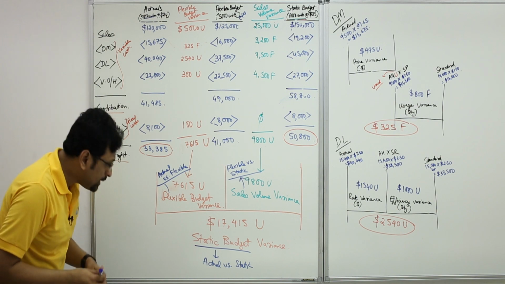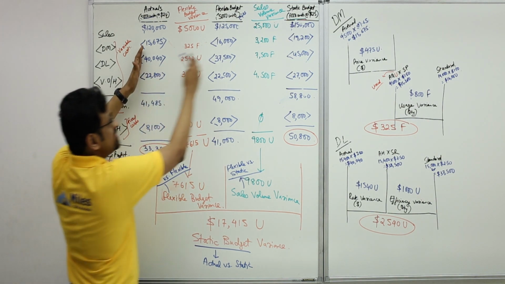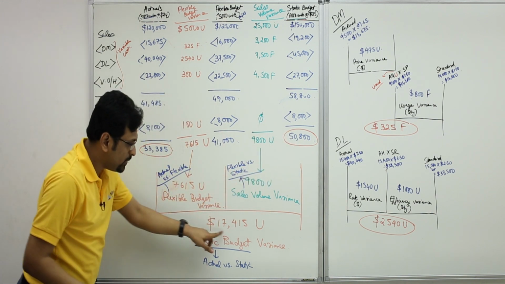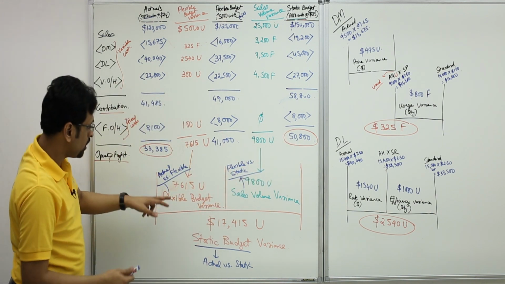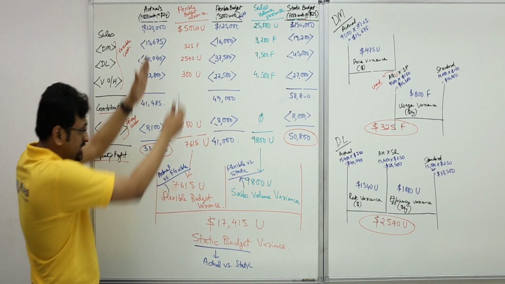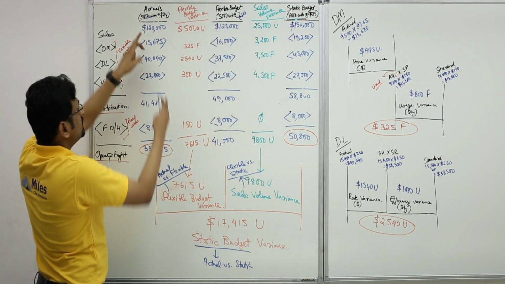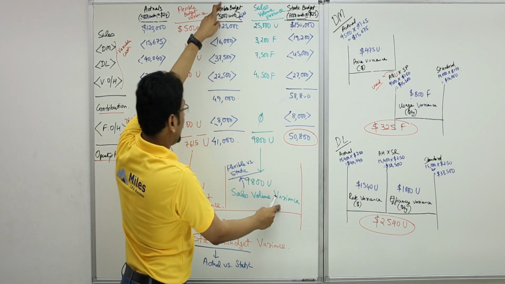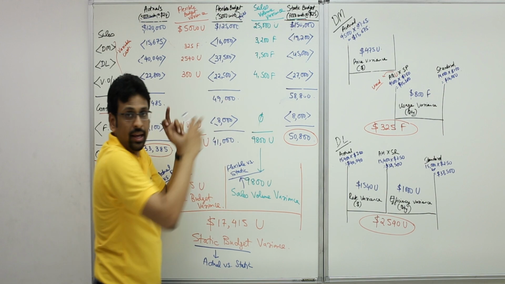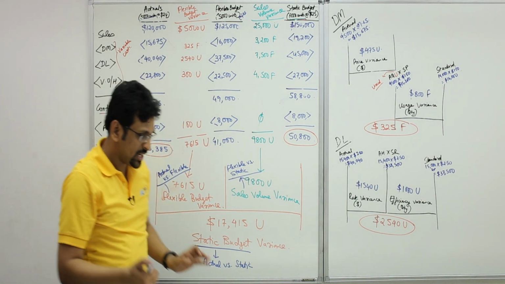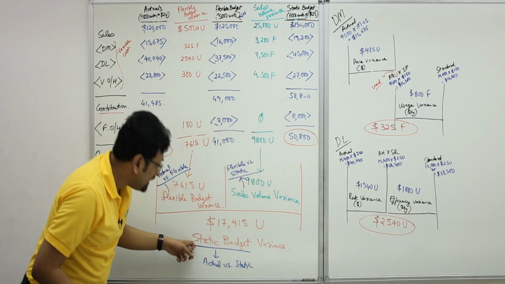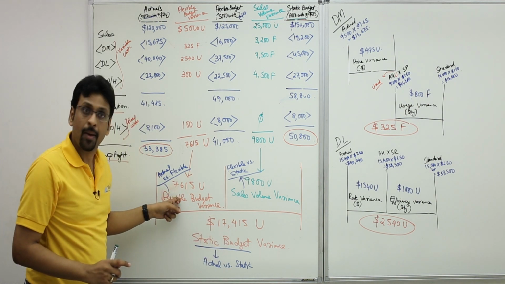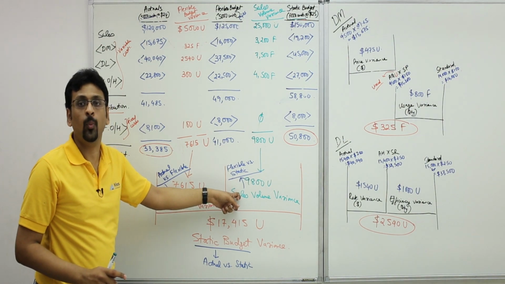So once again, static budget variance is the difference between actual and static. The difference between 33,385 and 50,800 is $17,415. When you look at the flexible budget variance, this is one piece, which is actual versus flexible. When you look at the sales volume variance, that is flexible versus static. So guys, once again, static budget variance is equal to flexible budget variance plus sales volume variance.